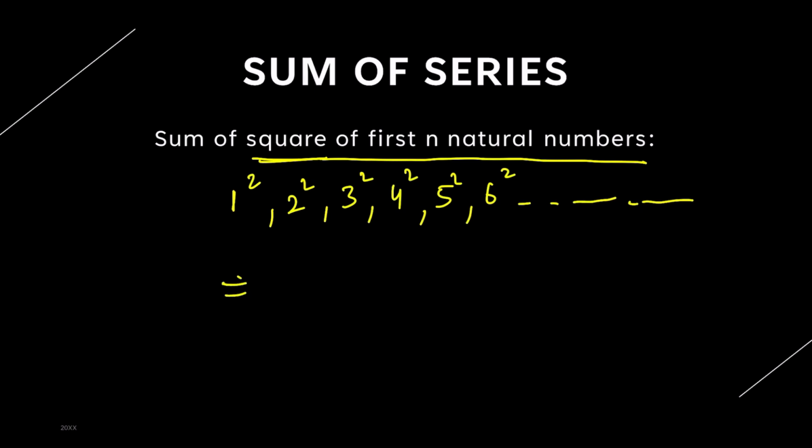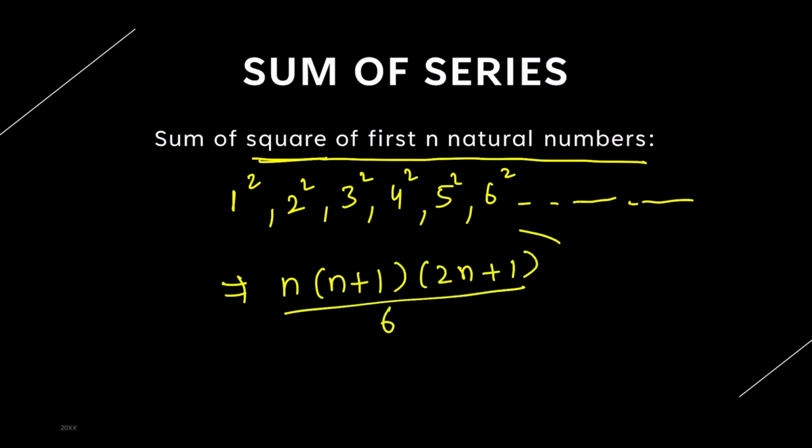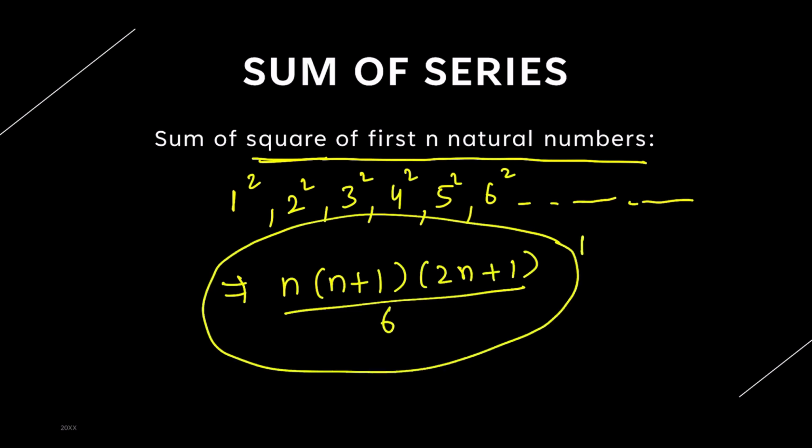So there is a formula for this as well. That is n(n+1)(2n+1)/6. A little long formula, but very important. You have to remember this for the exam, right? The first formula in the last slide was n(n+1)/2. Here it is n(n+1)(2n+1)/6.